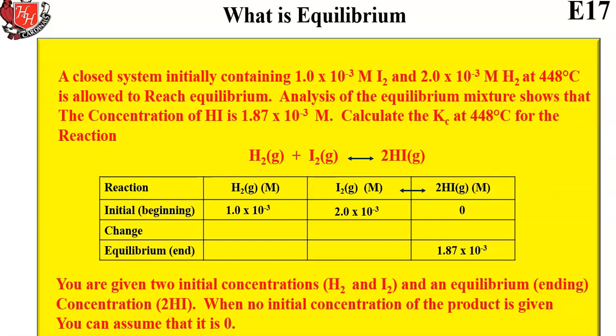Okay, so for the initial concentrations of the reactants, we have them up on the initial line. It's the 1 times 10 to the minus 3, 2 times 10 to the minus 3. And then it says that the equilibrium mixture shows that the concentration of HI is 1.87 times 10 to the minus 3. So that goes down on the equilibrium line. All right, so it's just like a little puzzle where you have to fill in the blanks. So where is a blank that you can fill in? Well, let's go ahead and check this out.